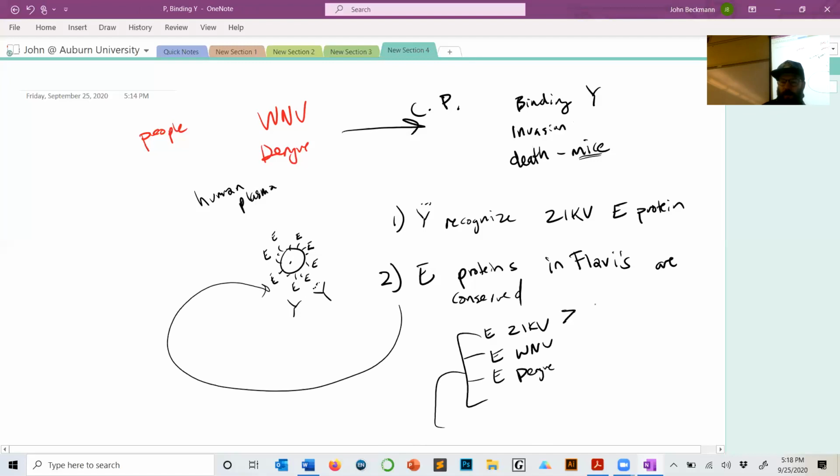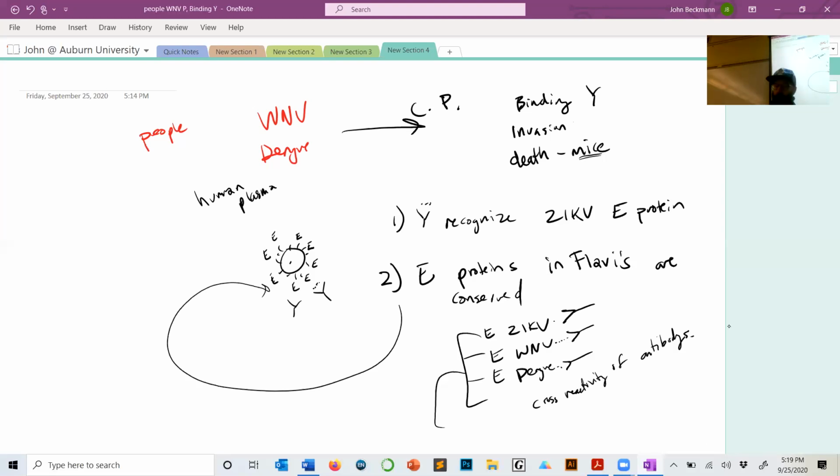It means it's something that recognizes this, probably also going to cross-react. There's a term for this called cross-react with the E protein from West Nile virus. It's probably also going to cross-react with the dengue virus E protein. Okay, so there's probably going to be cross-reactivity of antibodies. And in the context of antibodies and vaccines, this could be good or it could be horrible.